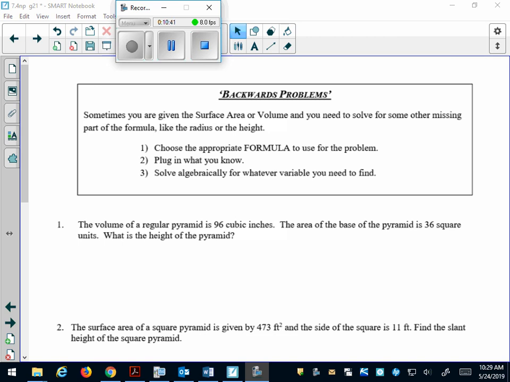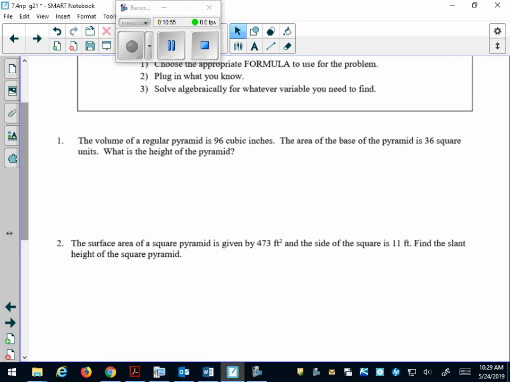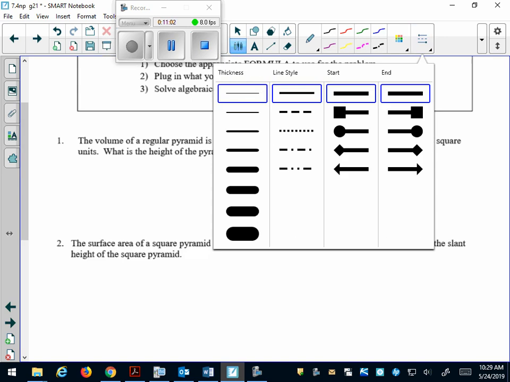Solve for one of the other pieces, right? So we've done these before, but we're going to do them a little bit with volume and surface area now. Make sure you use the right formula, plug in what you know, solve for what you don't know. So in this first one, the volume of a regular pyramid is 96.